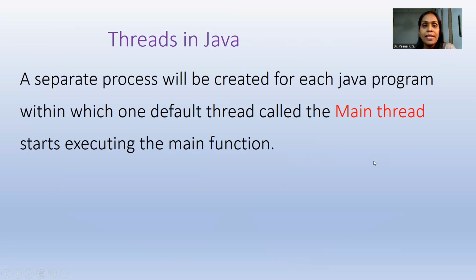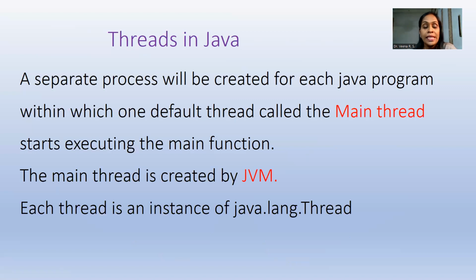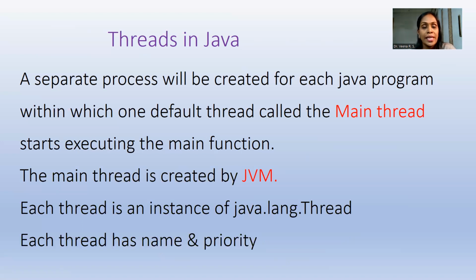So you create one public class, and inside that class you write public static void main. The default main thread exists and starts executing the main method itself. The main thread is created by the JVM. Each thread can be called an instance of java.lang.Thread. So every thread, whether a child thread or the default main thread, is an object of the Thread class, and the Thread class is stored in the package java.lang. That's why we say each thread is an instance of java.lang.Thread. And each thread, whenever it is created, will have its name and priority.